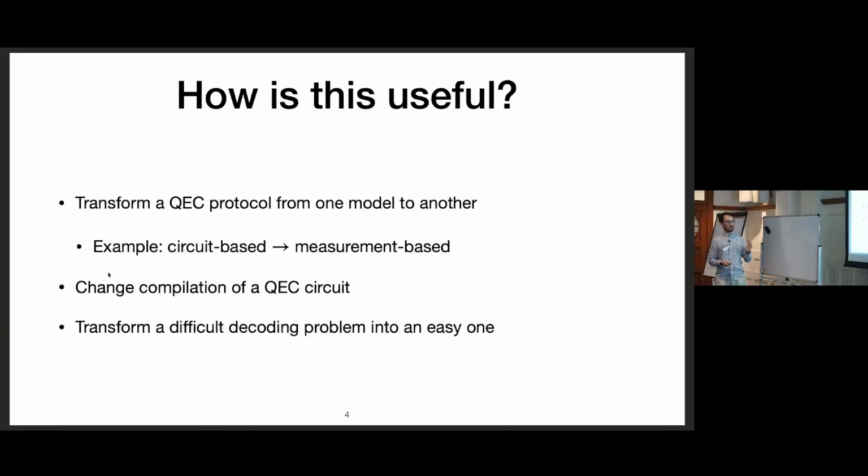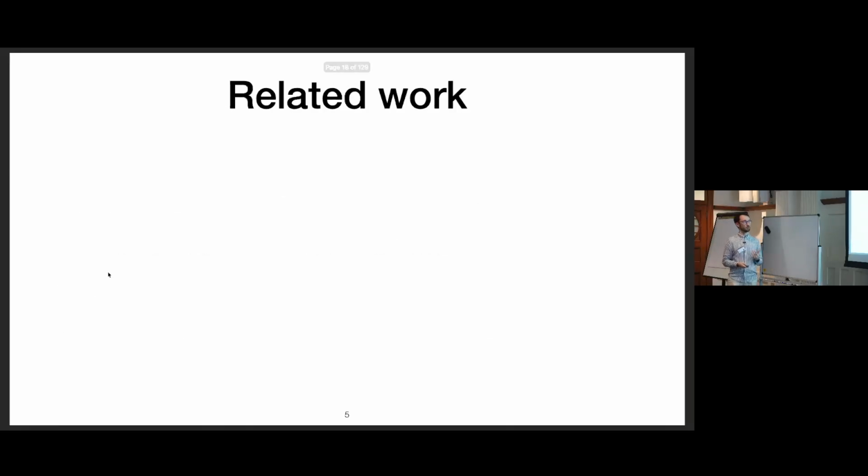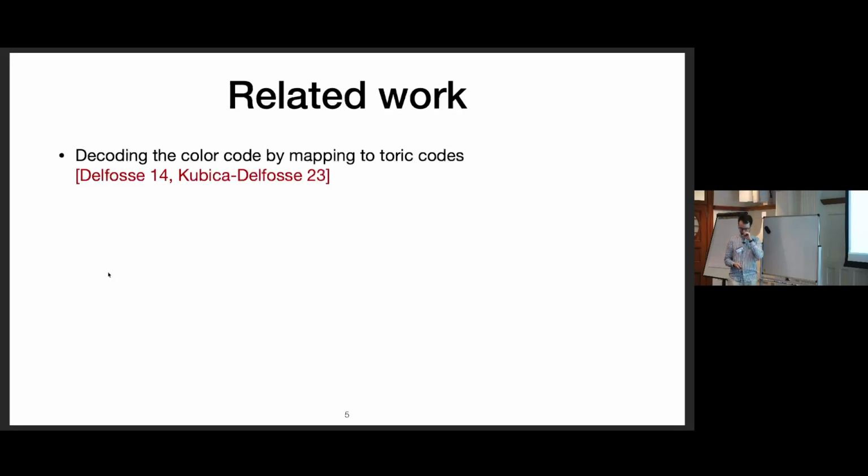And now I just want to acknowledge some references and some things that inspired our work. So on this decoding question, there's this nice series of work which uses this relationship between the color code and the toric code, where you know that a color code is essentially equivalent to some number of copies of toric code, and you use this to decode the color code.